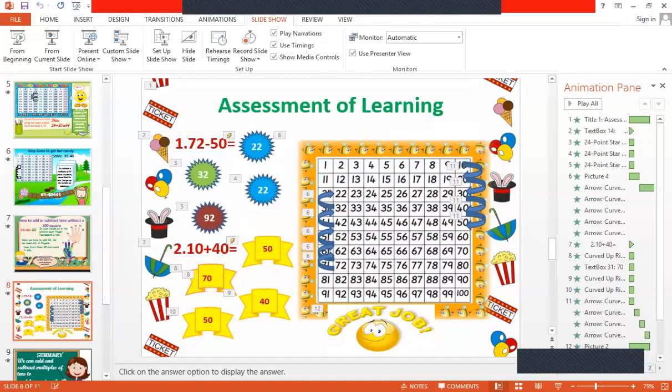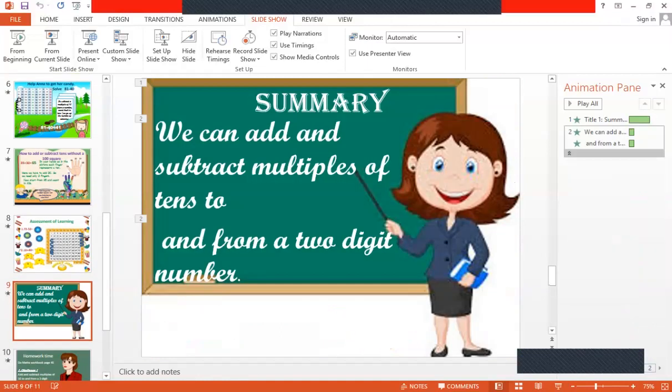Now children, the summary of the lesson is: we can add and subtract multiples of 10 to and from a 2-digit number.